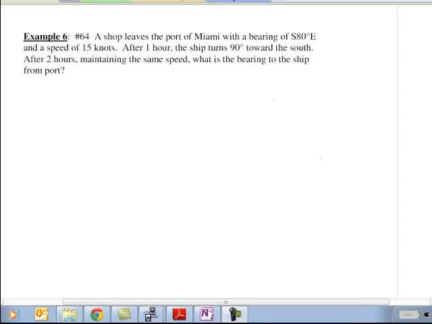In example 6 here, we have some more new terminology. We've got this phrase, a bearing of south 80 degrees east and a speed of 15 knots. We'll talk about the bearing in a second, but 15 knots just means 15 miles per hour, basically nautical miles per hour.